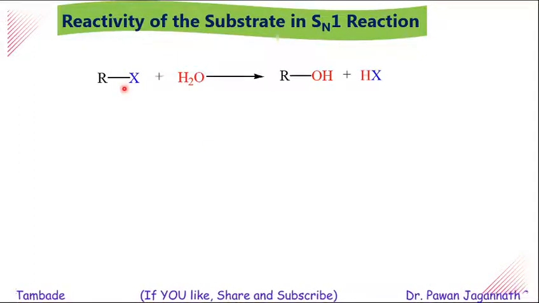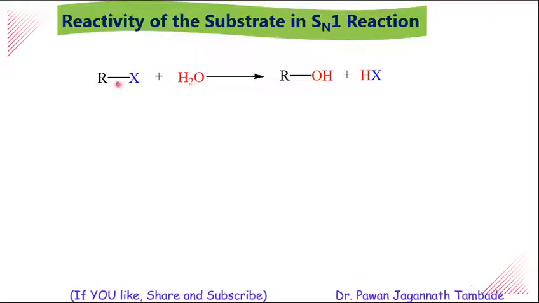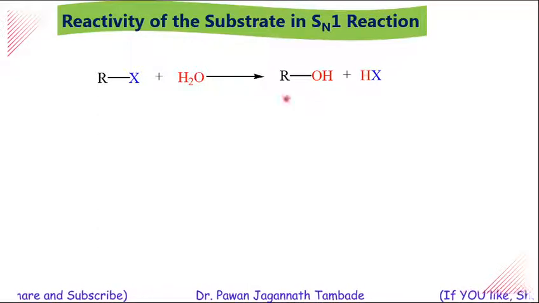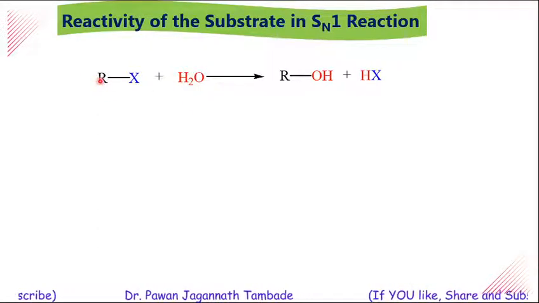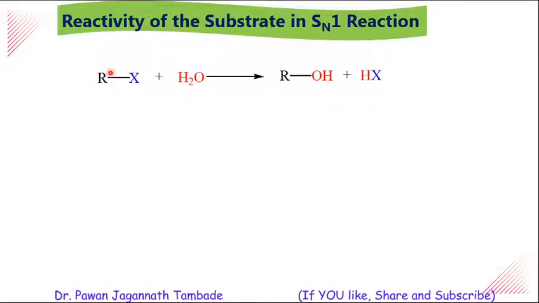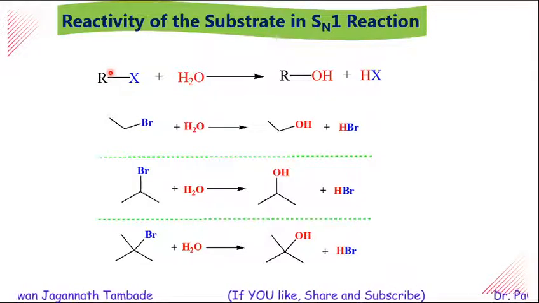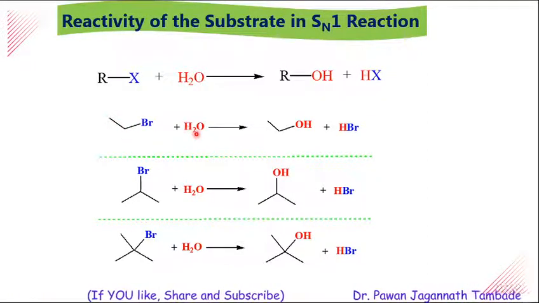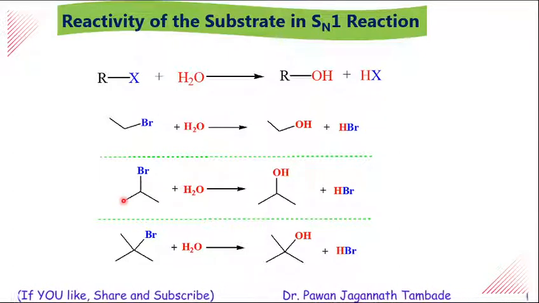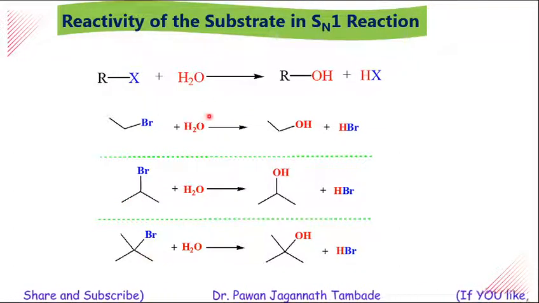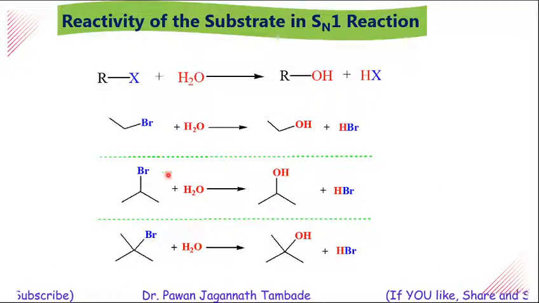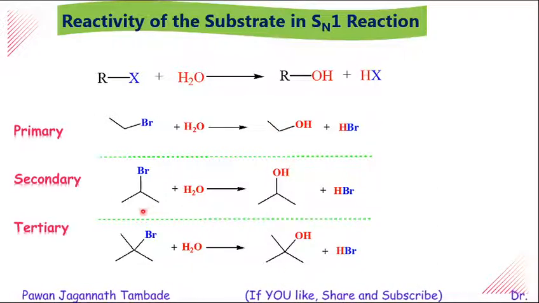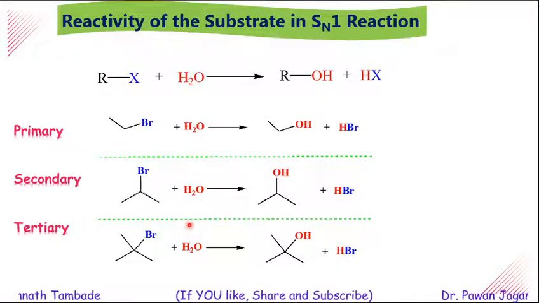Now, consider this general SN1 type of reaction, where RX reacts with a nucleophilic species like water, and there is a formation of alcohol as a product. So in this case, we can have different types of substrates depending upon the structure of this R. So the different possible structures which we can have are like this. In this case, this is a primary alkyl halide which reacts with water to produce alcohol. This is secondary alkyl halide and this is tertiary alkyl halide. The other conditions of the reactions are almost the same, and we can observe this type of product in this reaction. So this is primary, secondary and tertiary alkyl halides.